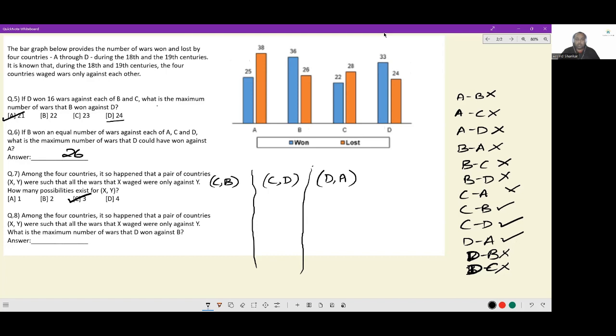C is playing all his matches against B. So 22 wins against B gets it to 0. 22 losses against C gets it to 4. 28 wins against B gets it to 0, or 28 losses against B gets it to 0. 28, so this will be 8, not 12. Last time I had written down this number wrongly.